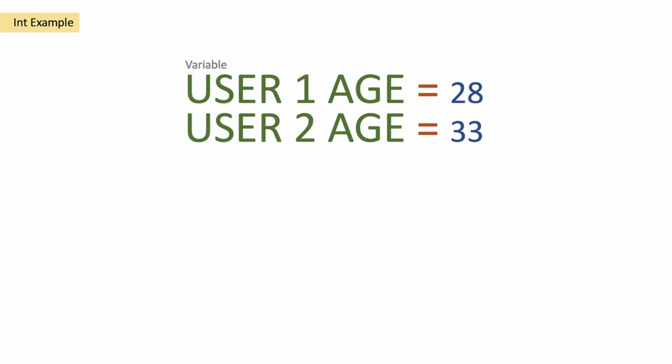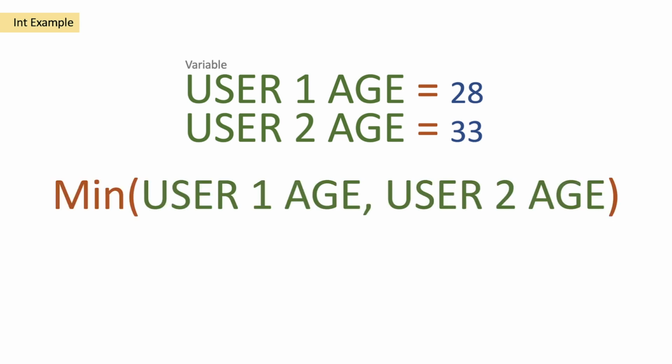Today we are going to be looking at the min function on PowerAutomate. So we're going to start with the int example. What we're going to do is create two variables, user1 age and user2 age. We're going to assign integers to them. For user1 age we've got 28 and for user2 age we've got 33.